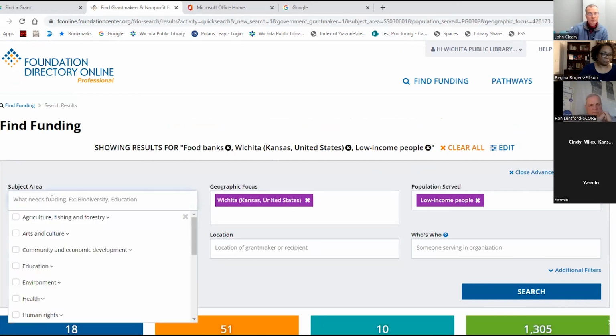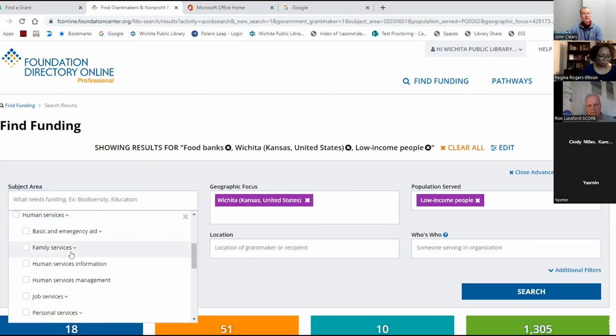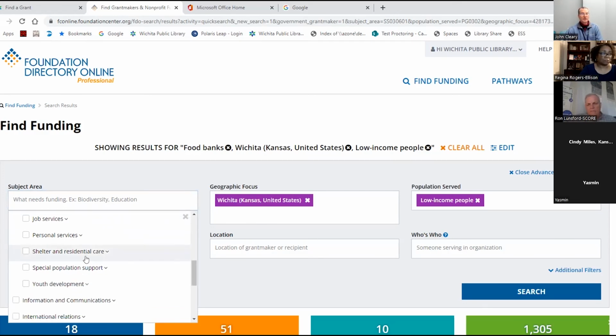And if you're not sure what to use, just click on the box and it will give you some sample subject areas to choose from. And within each one of those, they'll have subcategories. So under human services, they have basic and emergency aid, family services, human services, information and management, job services, shelter and residential care, youth development. So whatever your subject area is, just pick those areas, and once you click on it, it'll put it in the list.